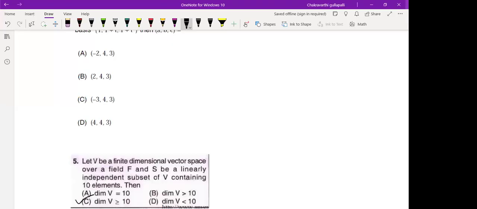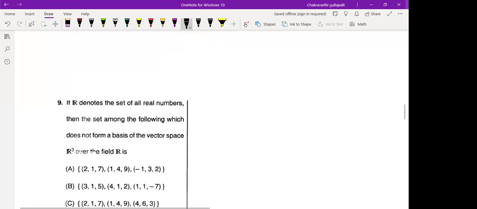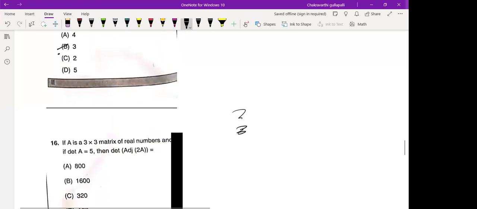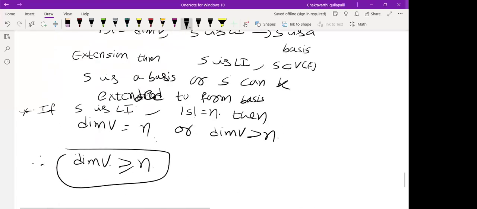So what is the answer for this? C is the answer. Only a single correct answer. So this is the direct application.